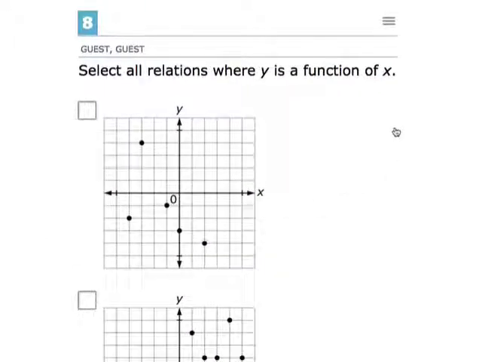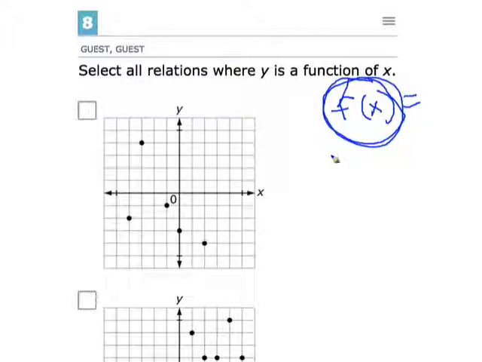Select all the relations where y is a function of x. In other words, function of x equals blah, blah, blah, blah. We want to know when y is a function. In other words, the vertical line test. We just want to know, is it a function? That's what it's asking. So here, there's only one answer, one answer, one answer, one answer, one answer. Yes, that's a function.